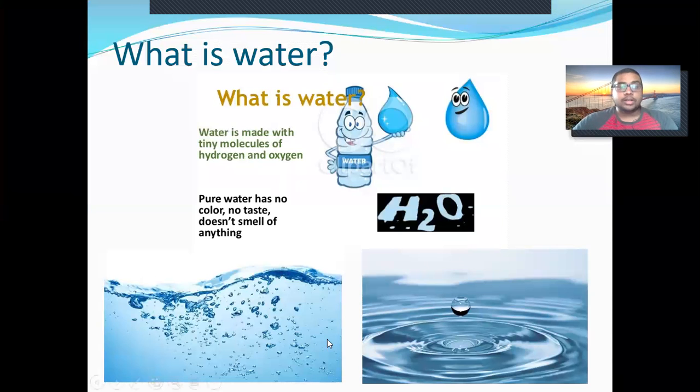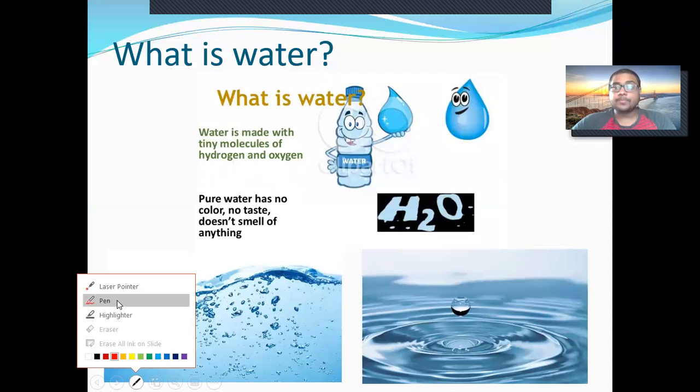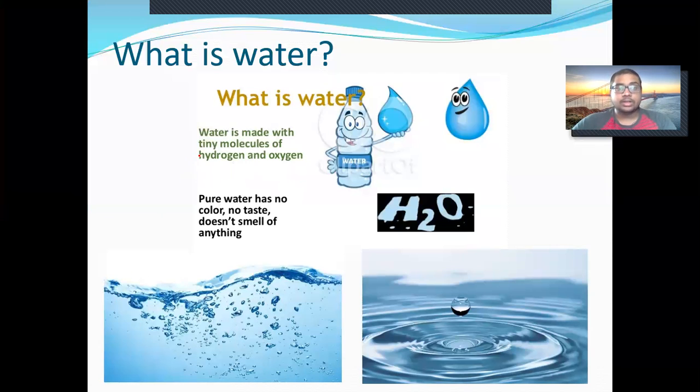Water is made up of tiny molecules of hydrogen and oxygen. What is water made of? Water is made of tiny molecules of hydrogen and oxygen. This makes water, the water which you drink. Yes, you see this bottle? Inside this bottle, there is water, and water is made up of hydrogen and oxygen.